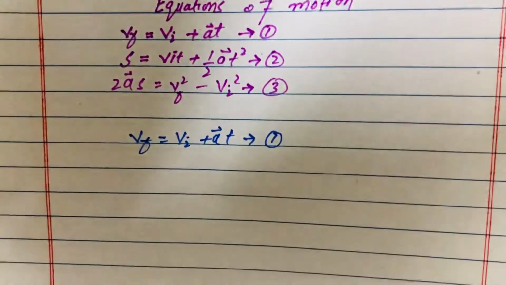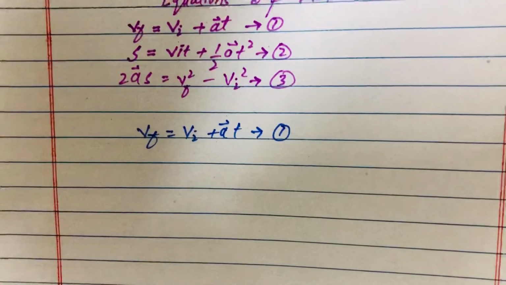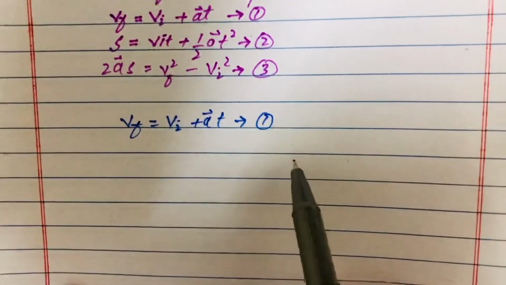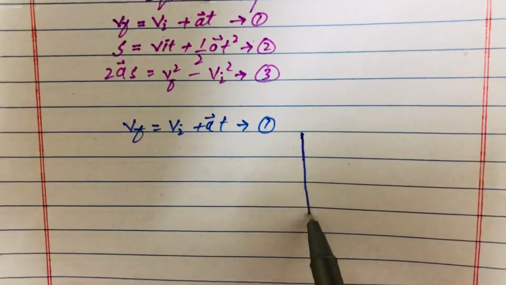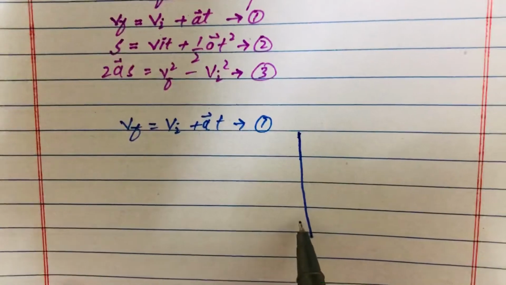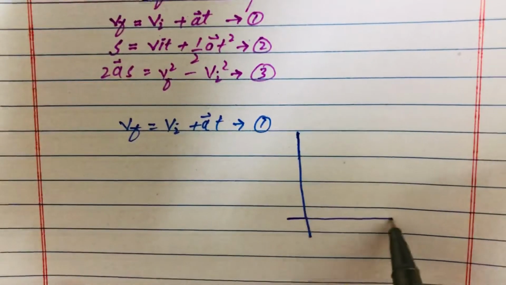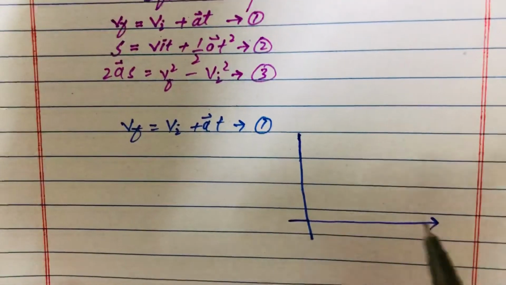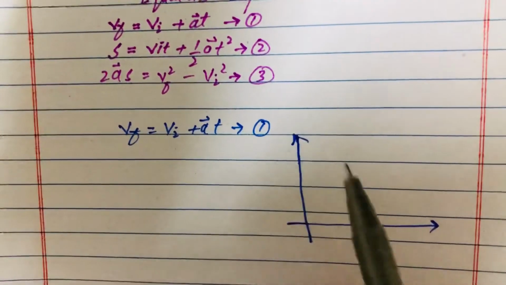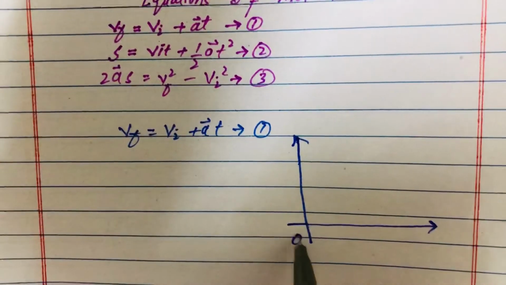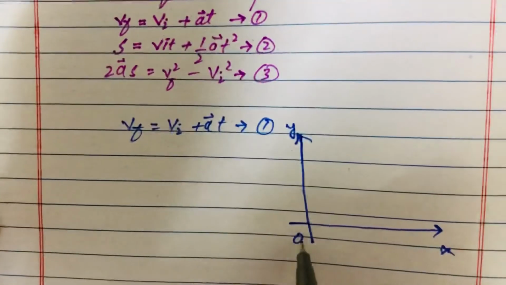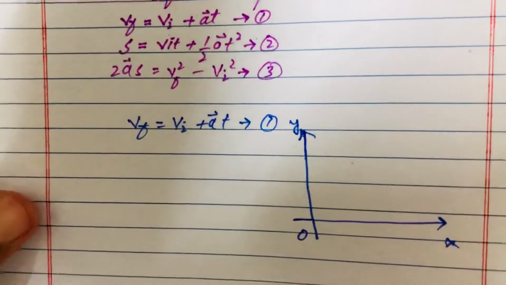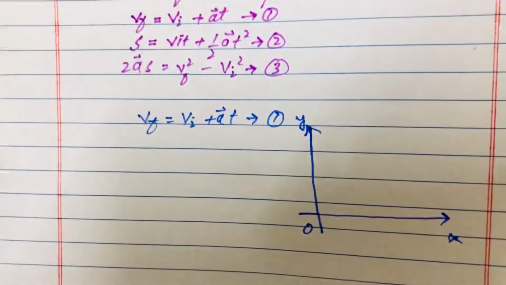Let's suppose we have a body that has initial velocity. I mean the initial velocity of the body must not be equal to 0. There must be some initial velocity of the body. This is a graph, this is the x-axis and this is the y-axis, and this is the origin of the graph. And this graph is a VT graph.